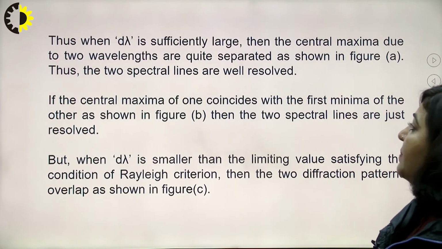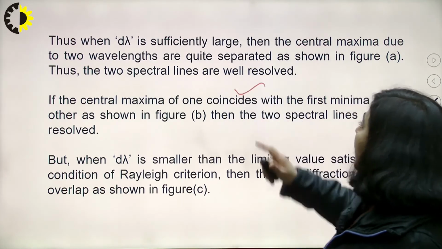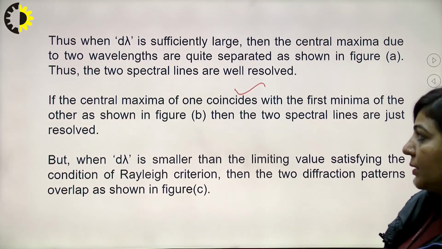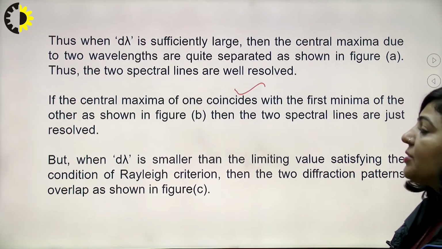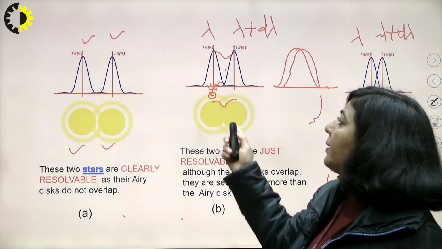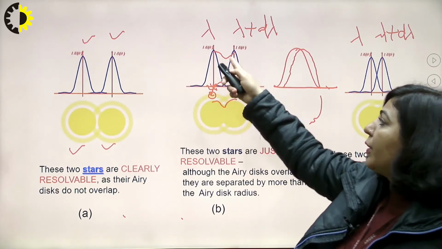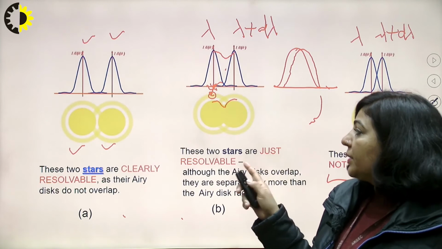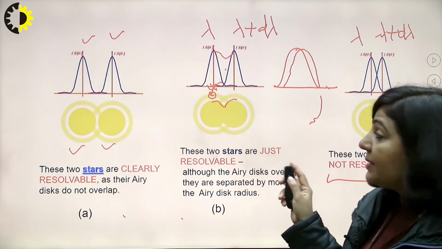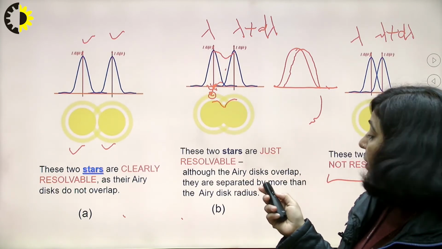If the central maximum of one of the sources coincides with the first minimum of the other, as shown in case number 2, then the two spectral lines are just resolved. So you can see here, when the central maximum of one source overlaps with the first minimum of the other one, then you can say that these are resolvable now.